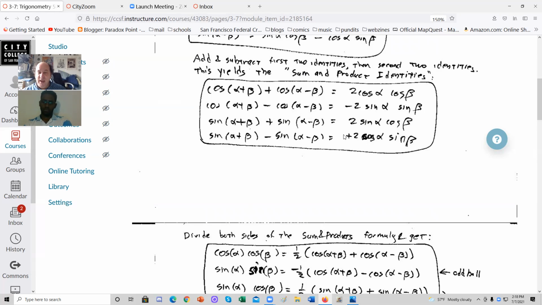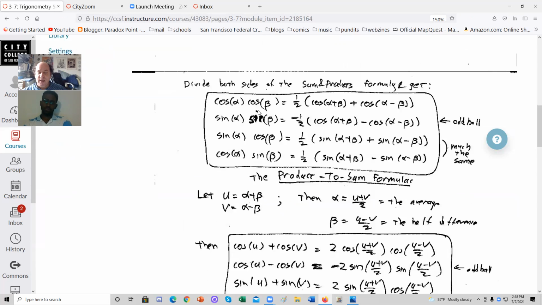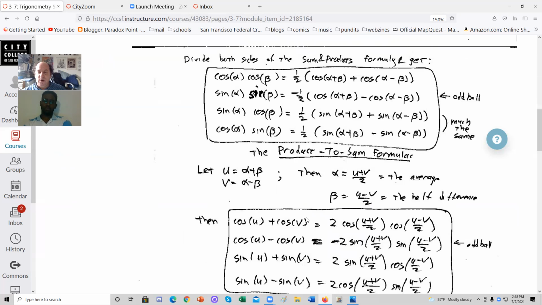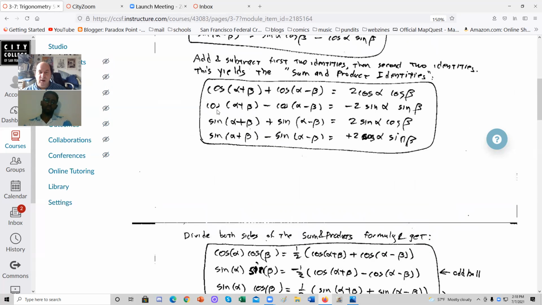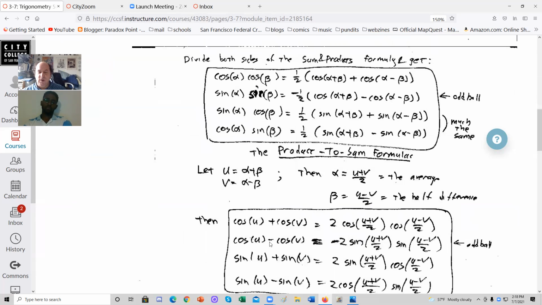And the half difference u minus v over 2 for all the betas. Then we directly get cos u plus cos v equals 2 cosine of the average times cosine of the half difference. That's directly from here. From here, we get cosine of u minus cosine v equals minus 2 sine of the average, sine of the half difference.